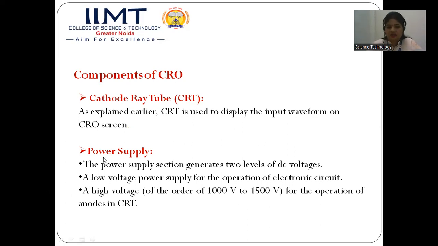The last part is the power supply. In the CRO, the power supply section generates two levels of DC voltage. One is the low voltage power supply, which is used for the operation of the electronic circuits. And the second, the high voltage power supply, is used for the operation of the anodes in the CRT. The value of this high voltage is of the order of 1000 volts to 1500 volts.